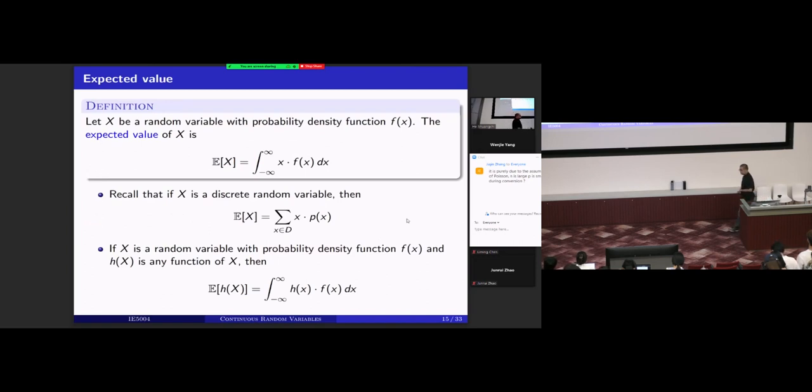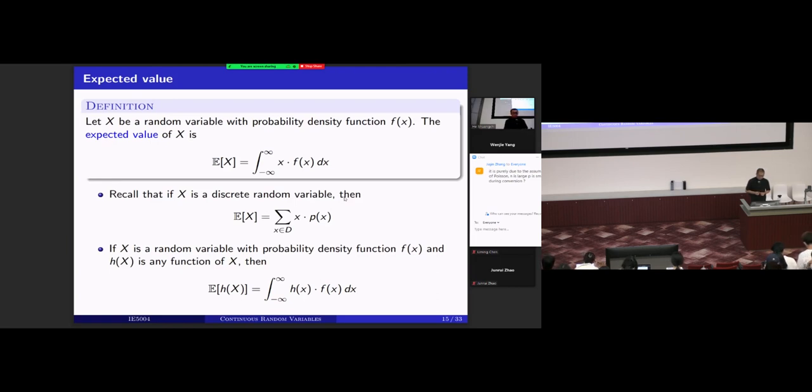But then, let's talk about the expected value of a continuous random variable. We know how to calculate the expected value of a discrete random variable, right? For a discrete random variable X, we take a summation over all possible values this random variable may take. At each possible value, lowercase x, the x is weighted by the corresponding probability mass function. That's the definition of the expected value of a discrete random variable.